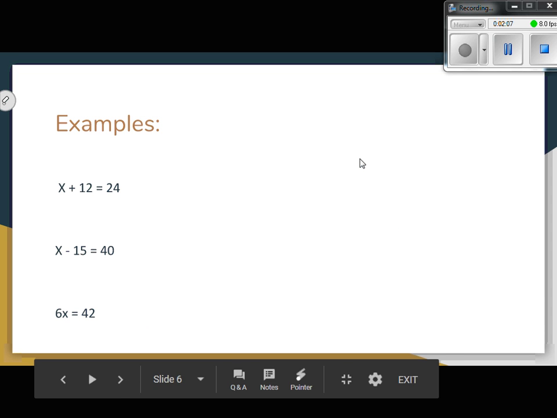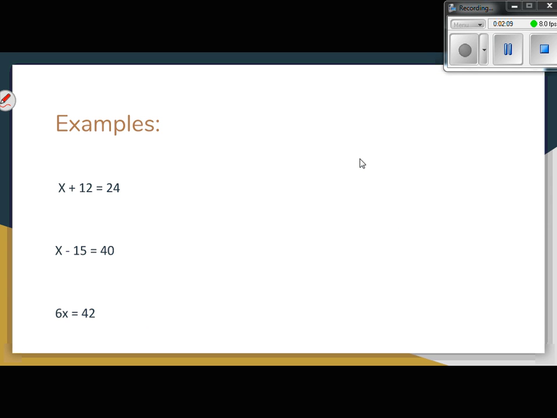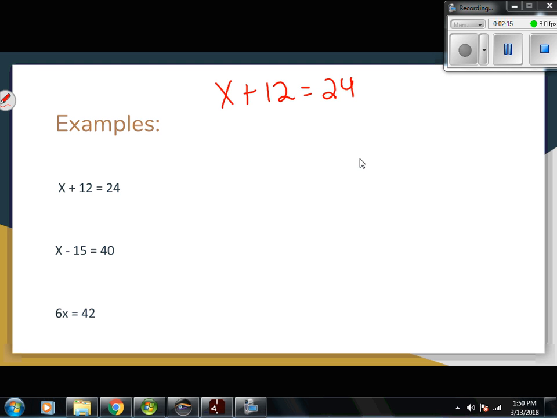Okay, let's do some examples. Look at this first one. x plus 12 equals 24. What is the problem asking me to do? It is asking me to add. What's the inverse operation of addition? Subtraction. I'm going to subtract 12 from both sides. This cancels out and leaves me with x equals 12. If I go back in and substitute 12 for x, 12 plus 12 does in fact equal 24.